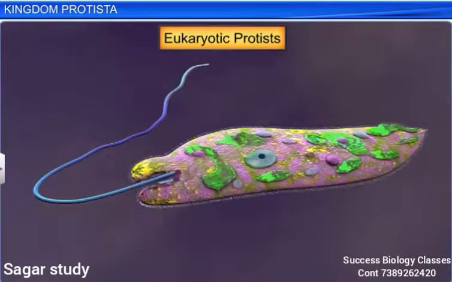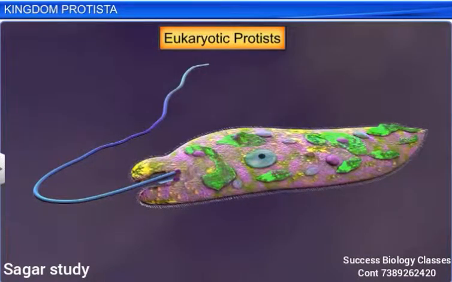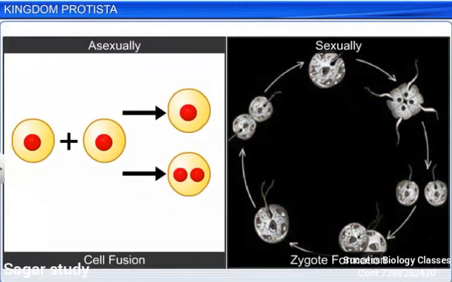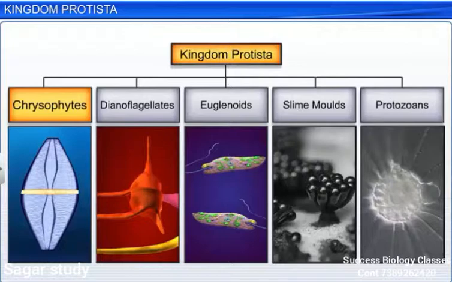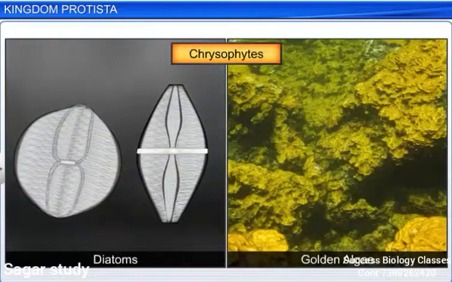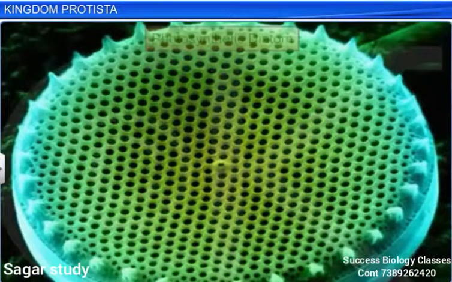Since they are all eukaryotes, they contain a well-defined nucleus and other membranous organelles. Some protists also have either a flagellum or a coelom. They reproduce both asexually through cell fusion and sexually via zygote formation. Chrysophytes include diatoms and golden algae or desmids. They are microscopic and float in great numbers in both freshwater and saline water. Also, they are mostly photosynthetic.